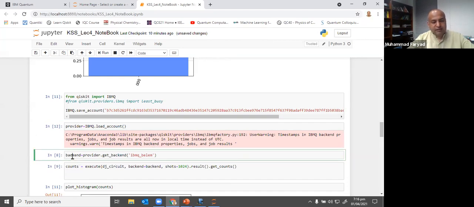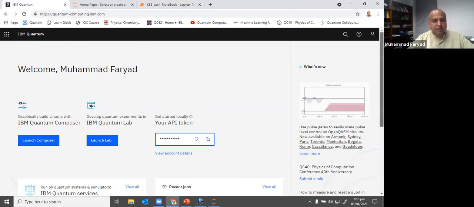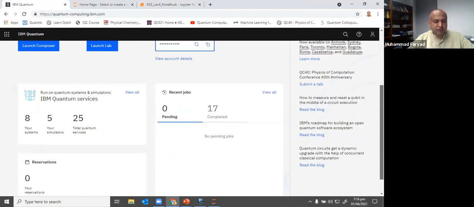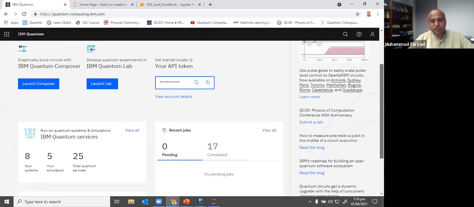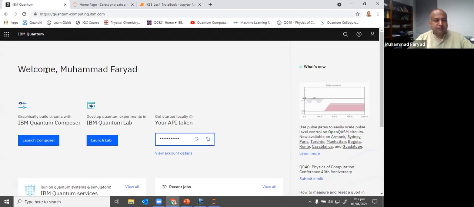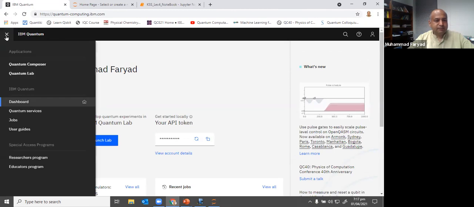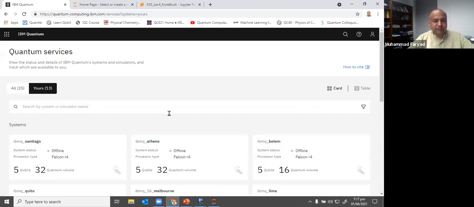Now, to run the circuit on that computer, I will have to select a quantum computer. And for example, this time I have used this IBMQ Bellem computer. But you can go here and see what other computers are available. So you can go to Your systems, and you can check. There are 8 systems and 5 simulators that are available for me as a fair share account. But you can go here and check what the other quantum computers are that are available.